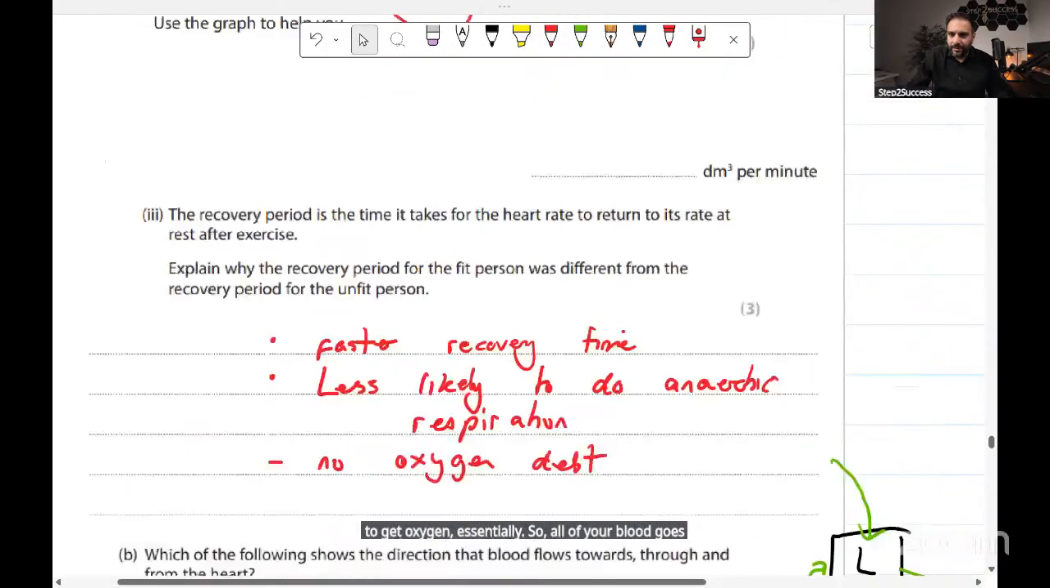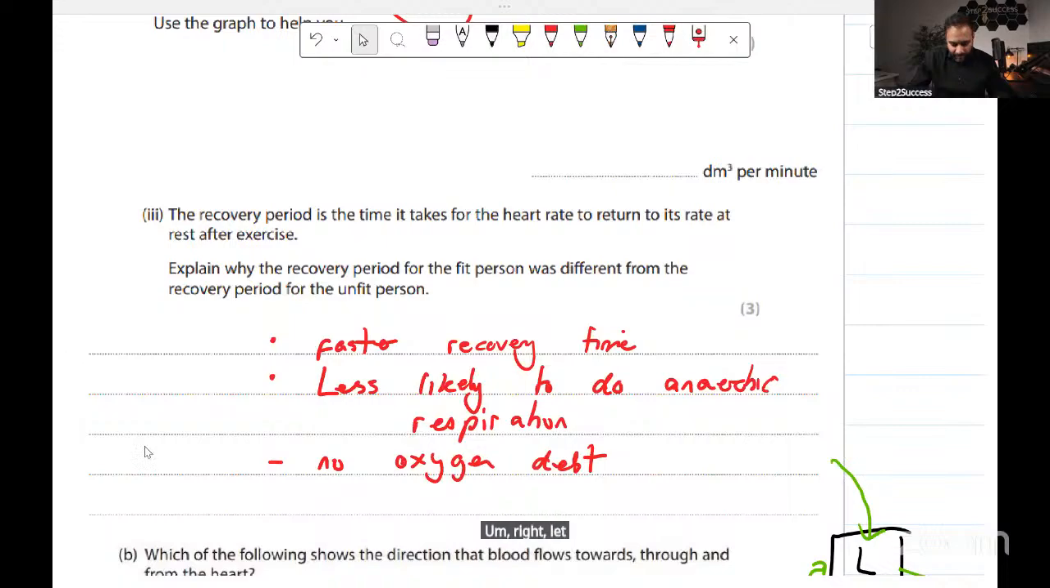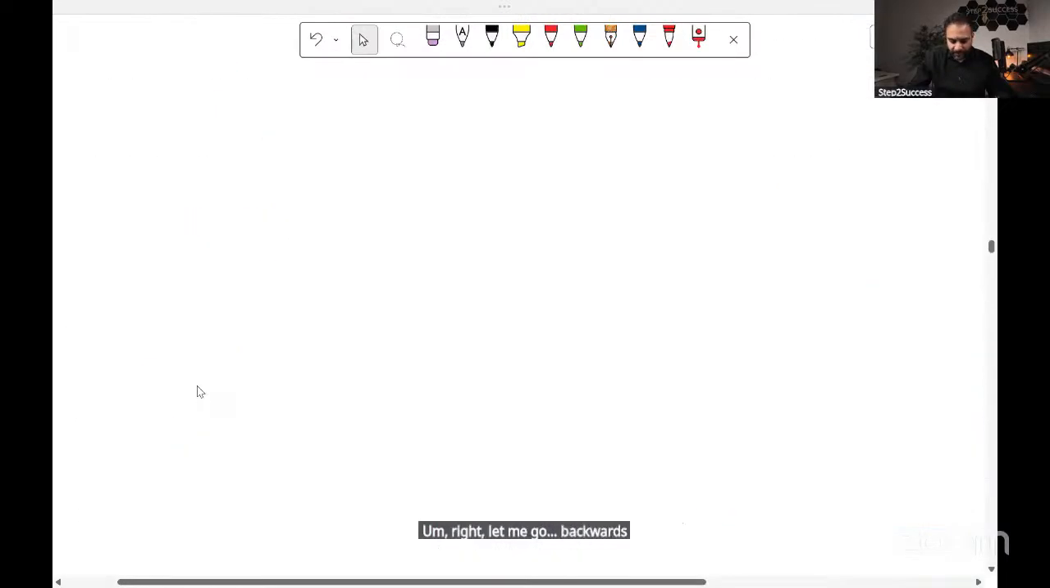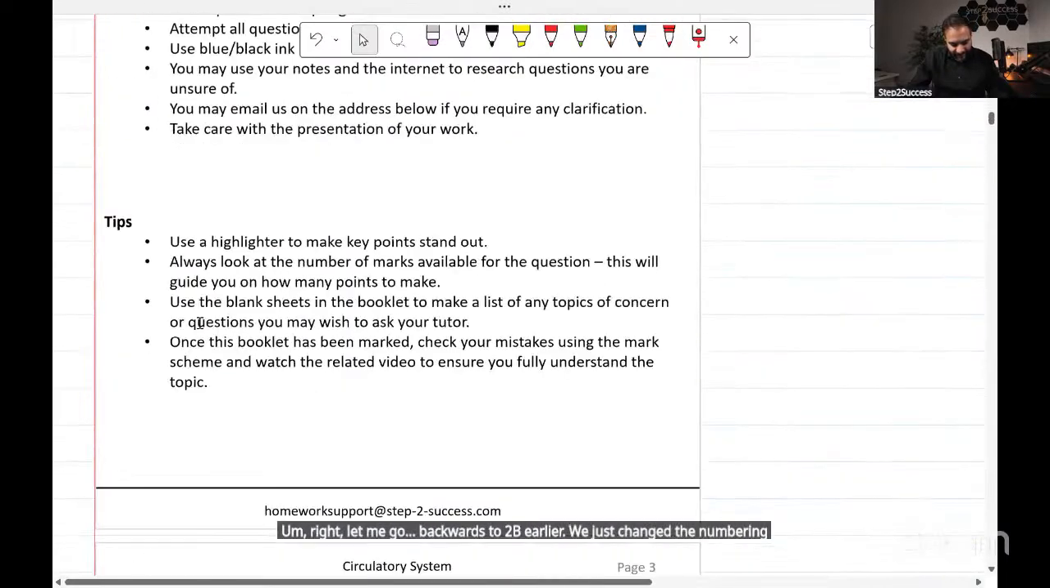Right, let me go backwards to 2B earlier. We need to change the numbering on these booklets. We've not done that yet.